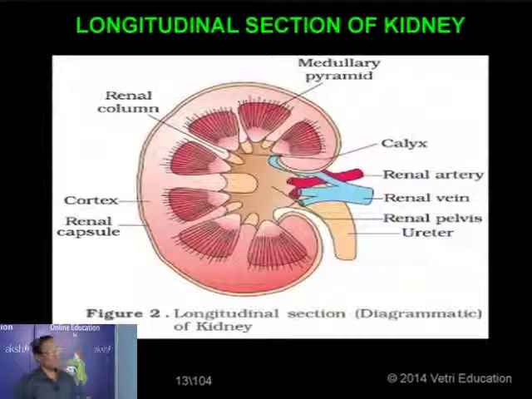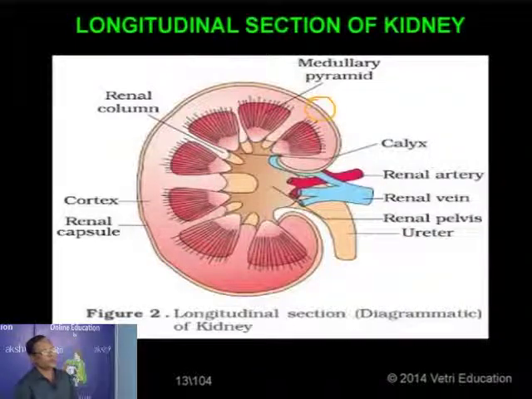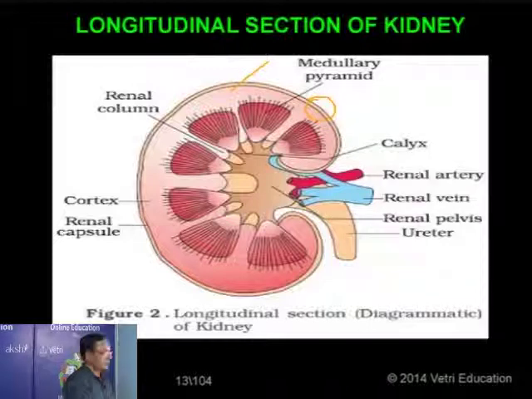Now you see that one. So this is the outermost capsule, the fibrous capsule. Then we have the outer cortex region, and this is the medullary region. The medullary tissues are arranged in the form of conical masses. These conical masses are called the medullary pyramids.